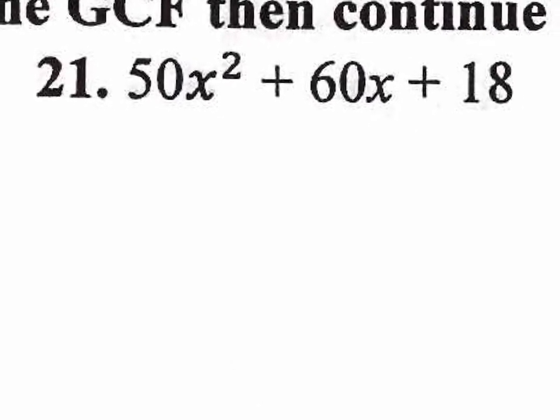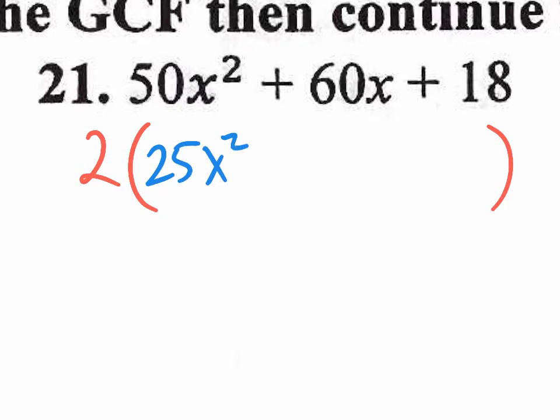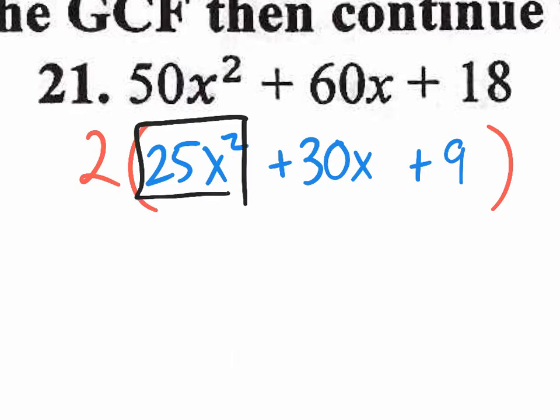So right here on number 21, what could I pull out first? A 2. And when we pull out that 2, what do we have left? 25x squared plus 30x plus 9. And now if you look at the inside of the parentheses, we have a perfect square quadratic trinomial in blue, which means I could take the square root of that guy, take the square root of this guy, and rewrite it in factored form again.